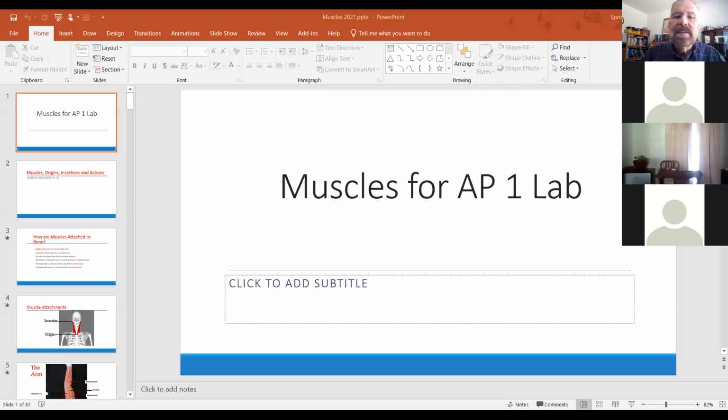Okay, let's go ahead and get started now. We're going to take a look at the muscles of the human body. There's a list of those found in the lab guide, and I'll go ahead and send you another list also to make sure that you know exactly what we're looking at. So let me start this and get us right into muscles for lab.